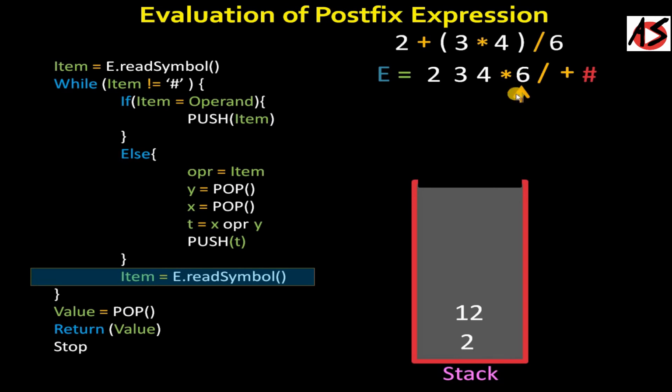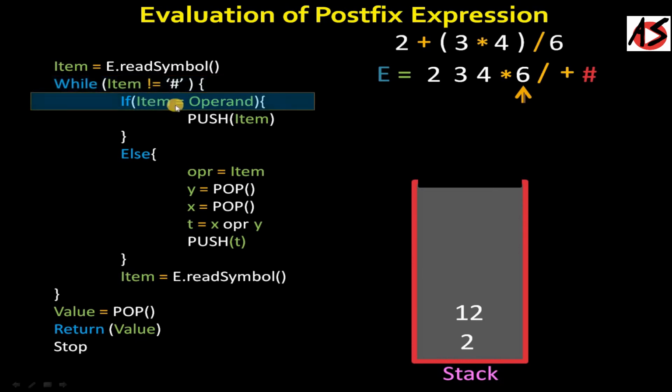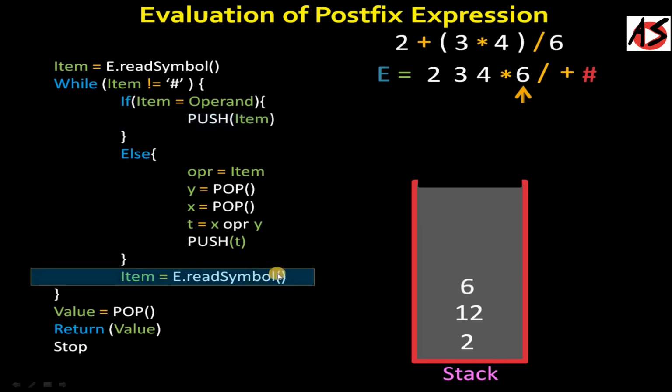Now you are checking item is not hash, condition true. So you are moving to the if condition. So again you are checking your item is equal to operand, condition true. So simply you are pushing the item into the stack. So you can see here your operand 6 is now pushed into the stack. Now again we will scan one more value, and then we are checking the condition.